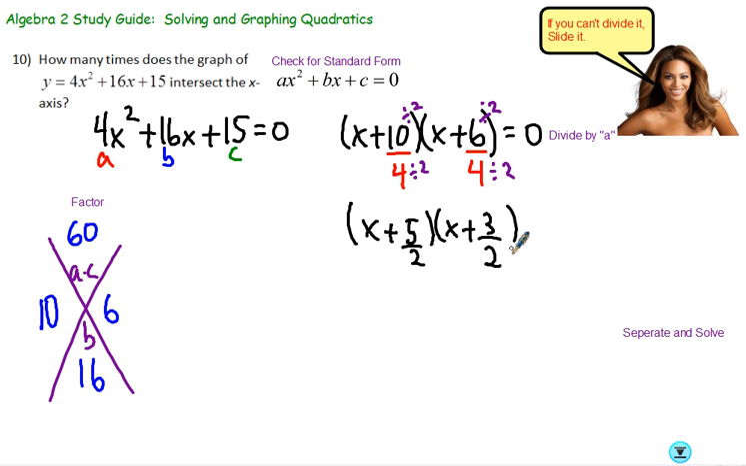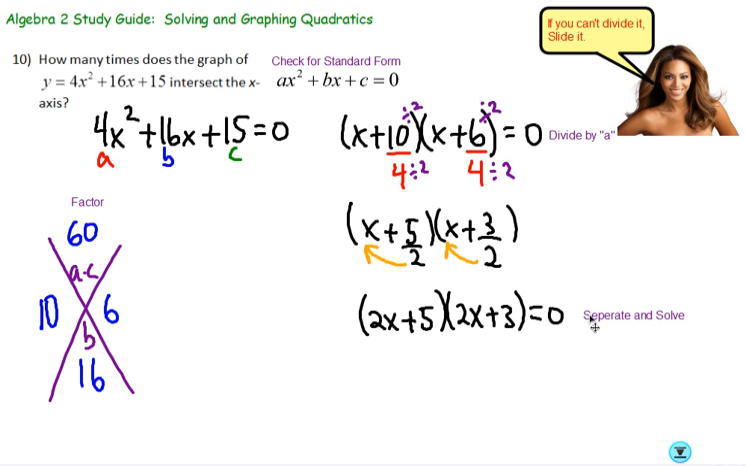So now this is where, if you can't divide it, slide it. So we're going to slide that 2 over, and we get 2x plus 5 and 2x plus 3 equals 0. So this is where we're going to separate and solve it. We need to pull them apart. So 2x plus 5 gets its own equation, 2x plus 3 gets its own equation, and each is equal to 0. And then we're just going to solve.